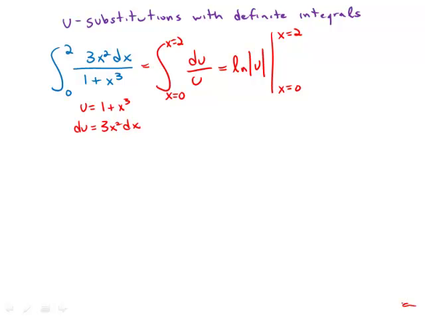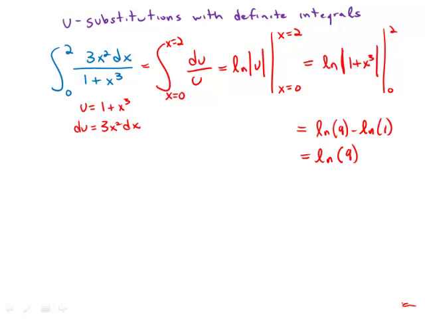In order to plug in those x limits, what we have to do is convert everything back to in terms of x. Well, now that we have log of 1 plus x cubed, now we can just write 0 and 2. Now everything is in terms of x. Now we can plug in. We get log of 9 minus log of 1.